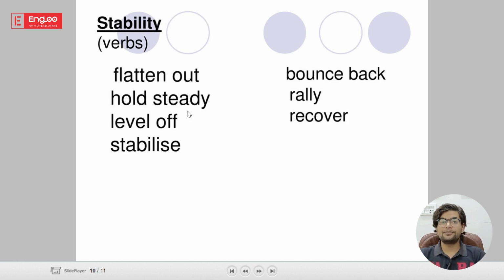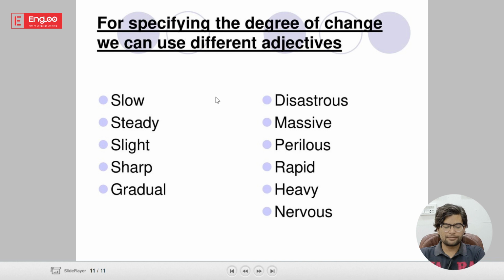After that, sometimes the trend is neither rising nor declining, but stable. If the trend is stable, then you can use verbs like flatten out, hold steady, level off, stabilize, bounce back, and others on your screen. Lastly, let's talk about specifying the degree of change. We can use different adjectives like slow, steady, slight, sharp, gradual, disastrous, massive, perilous, rapid, heavy, and nervous.